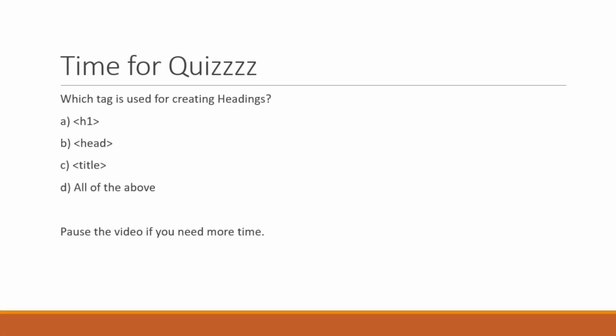Time for a quiz. Which tag is used for creating headings? A. H1 tag. B. Head tag. C. Title tag. D. All of the above. Pause the video if you need more time. The answer is A. H1 tag.